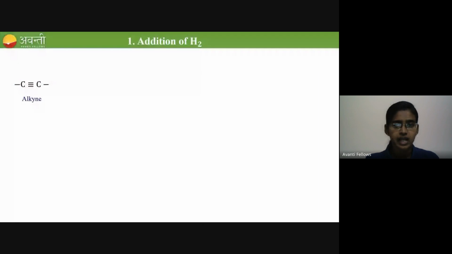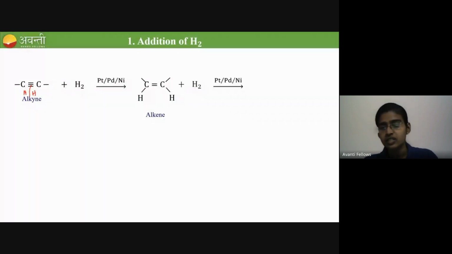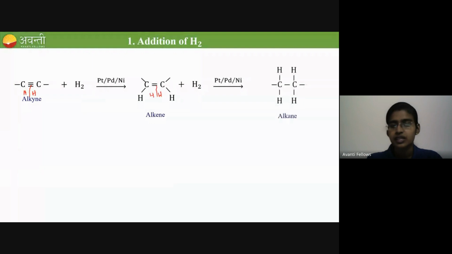So take an alkyne, add H2 to it in presence of palladium, platinum, or nickel. Use any one of these metal catalysts, and you will end up with the product. How to get the product? First, you break this bond, add one hydrogen here and another hydrogen here. We will get this product, and this is an alkene. To this alkene, if I add one more mole of hydrogen in presence of the same metal catalyst, I have to break this bond and add the hydrogens in the same way to get the alkane.